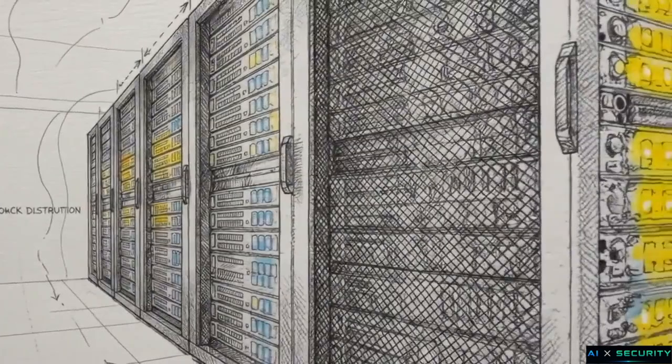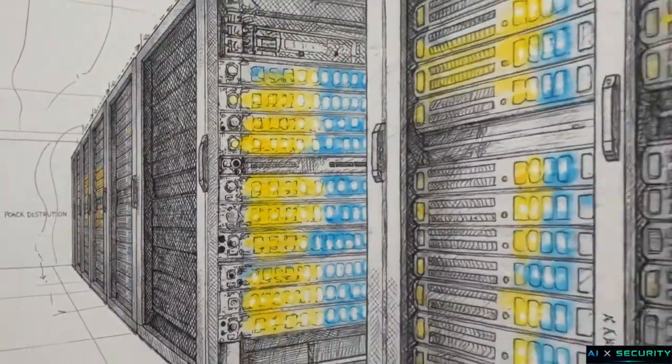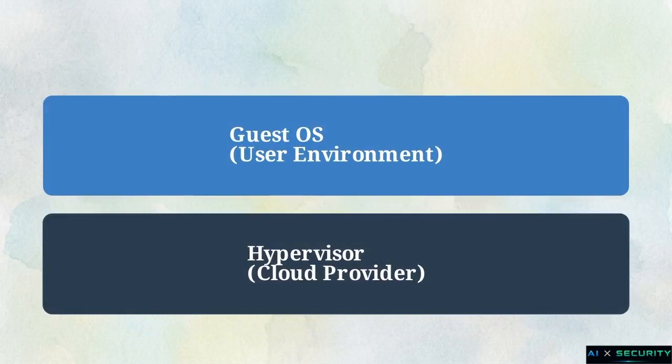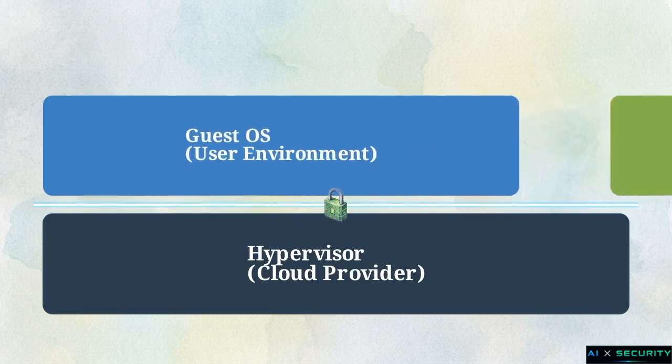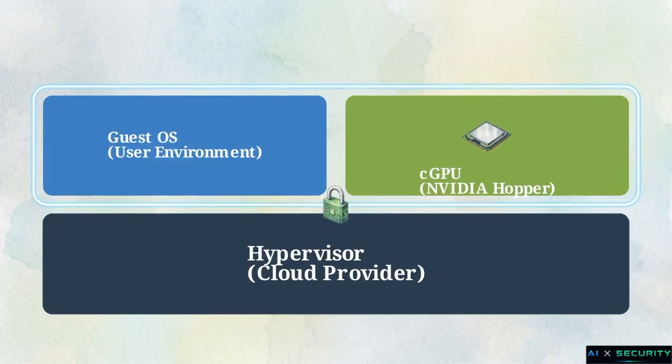Today's enterprise AI models are processing complex genomic sequences and high-frequency financial data directly inside multi-tenant cloud environments. To shield this highly sensitive data from the cloud providers themselves, architects rely on hardware-based trusted execution environments. Specifically, they use confidential virtual machines, or CVMs, like Intel TDX. This creates a strict hardware boundary, isolating the guest operating system from the underlying hypervisor.